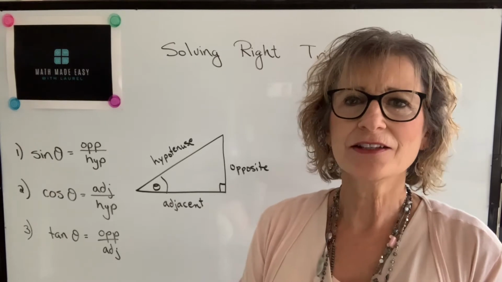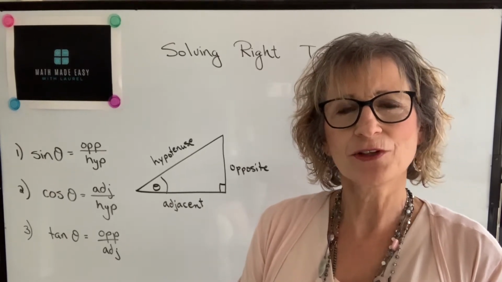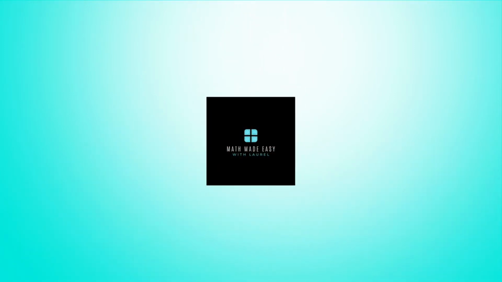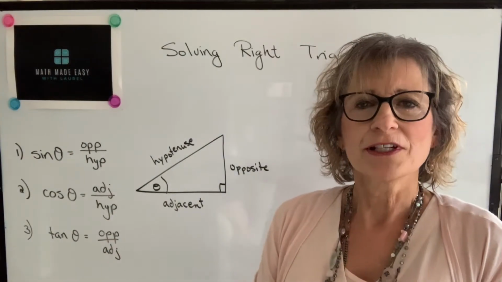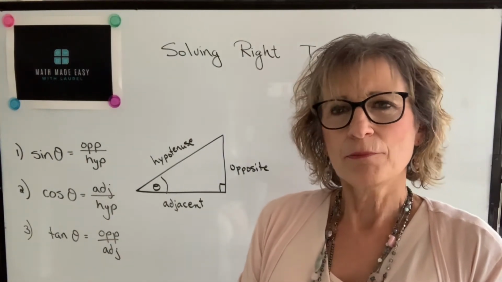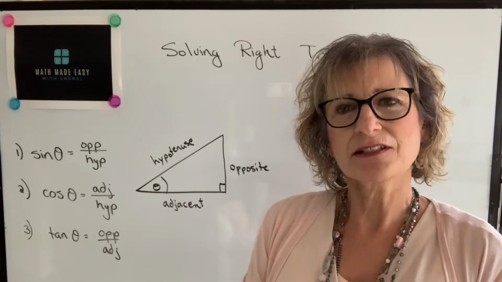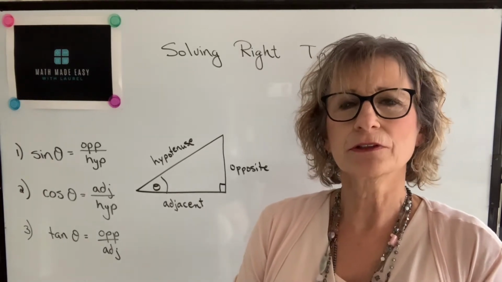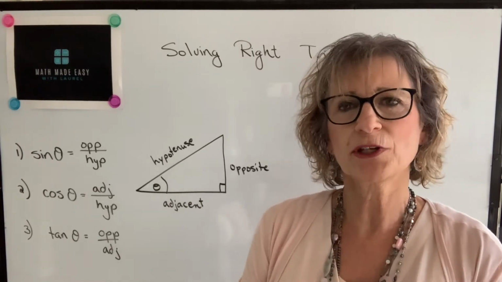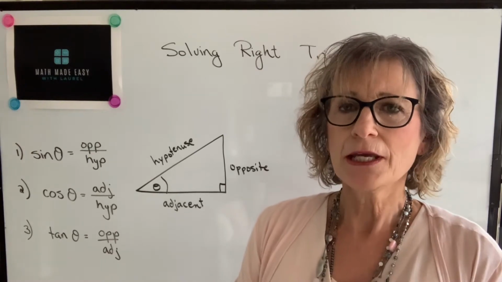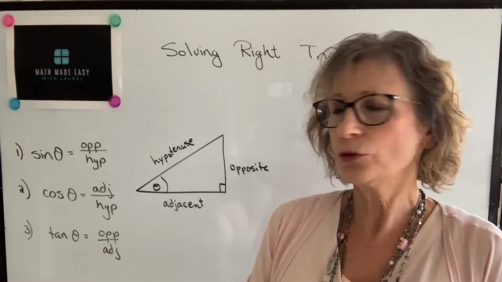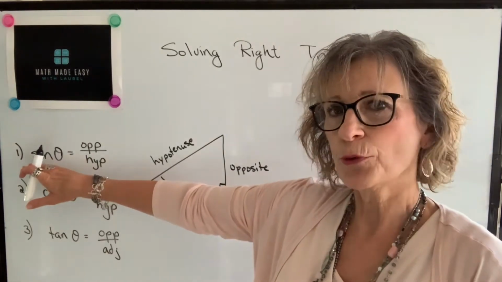I'm Laurel, and in this video we're going to take a look at solving right triangles. When you're asked to solve a right triangle, you're being asked to find missing sides or angles when you're given usually two pieces of information about that right triangle. And in order to do that, you're going to use your three main trig functions.